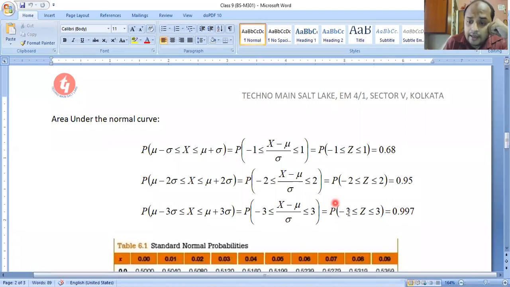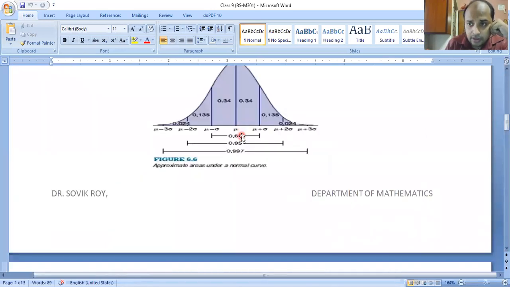Now, if we calculate from minus 3 to plus 3, the total distance is what? 6. From 0 to minus 3 it is 3 units apart, and from 0 to 3 it is 3 units apart. So from minus 3 to 3 the total distance is 6. Therefore, this range, which contains 99.7% of the total area, that is mu minus 3 sigma to mu plus 3 sigma, is called the 6 sigma range.